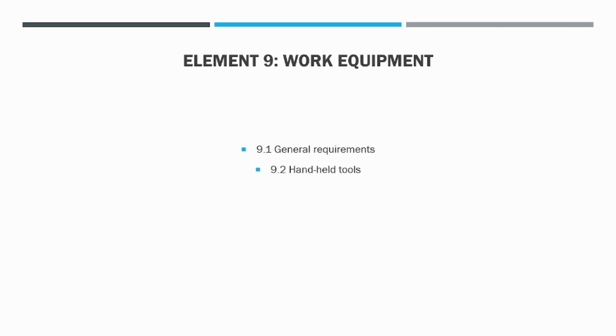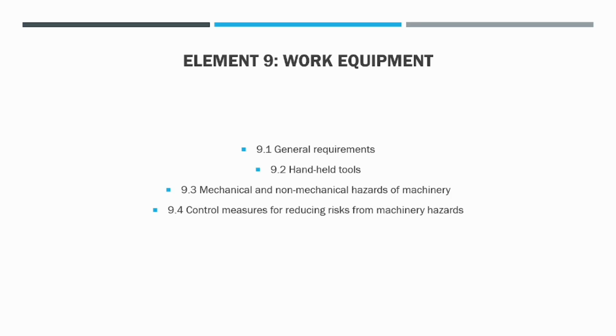The second module of this element is handheld tools. Incorrect tool use can cause injury and long-term health problems. Machinery hazards: machinery presents mechanical and non-mechanical hazards. So using it in a proper way can reduce the risk. These are the control measures for power machinery. So guards and safety systems reduce risk from machinery.